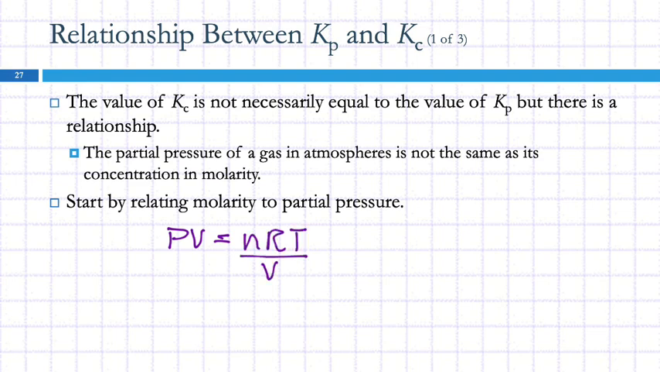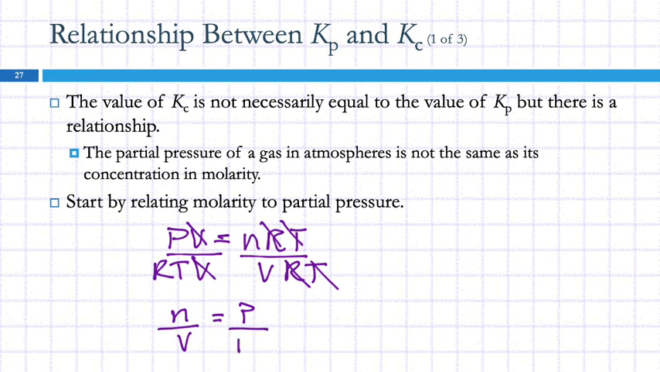And if we divide both sides by V, those V's cancel out. And then we divide both sides by RT. And the R's and the T's cancel out. Wait a minute. You see what I did wrong there? This V doesn't cancel out. I got carried away. So N over V is equal to P over RT. So the molarity is related to the partial pressure. The molarity is the partial pressure divided by the gas constant times the temperature.